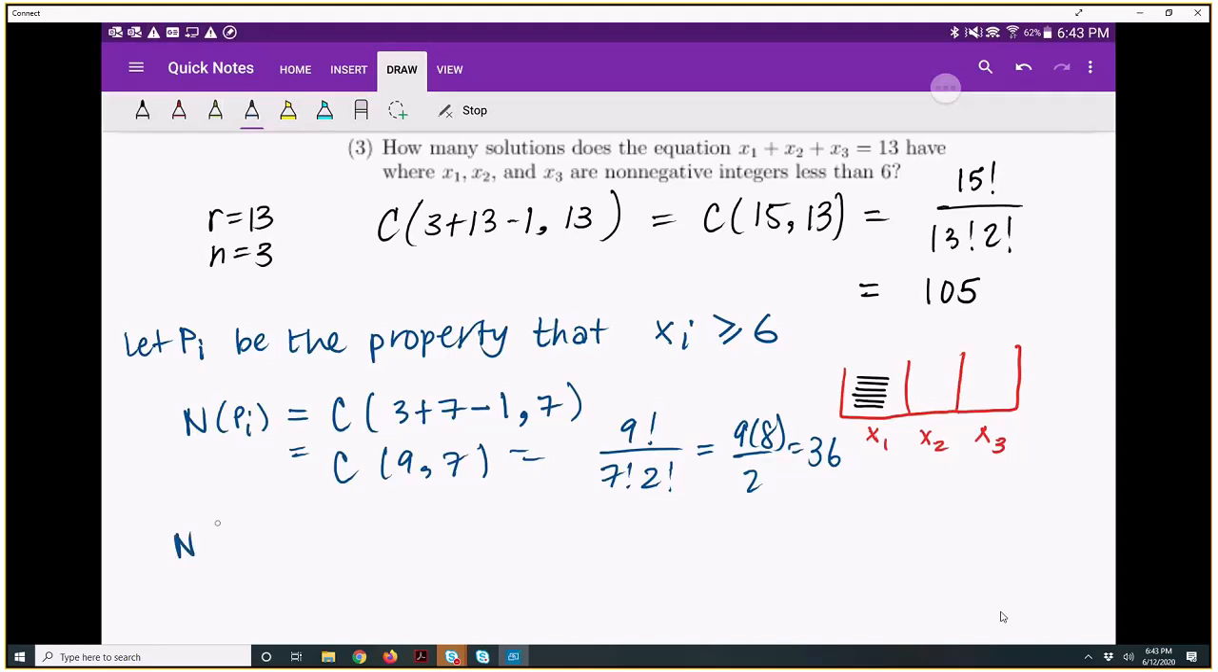Then what about P sub i, P sub j? So what about 2 of them being greater than or equal to 6? Well, if 2 of them are greater than or equal to 6, then again, I've placed 6 units in at least 2 boxes, or in exactly 2 boxes. So I've already placed 12 units. So what I have left is just 1. I have 3 plus 1 minus 1, choose 1. So that's 3 choose 1.